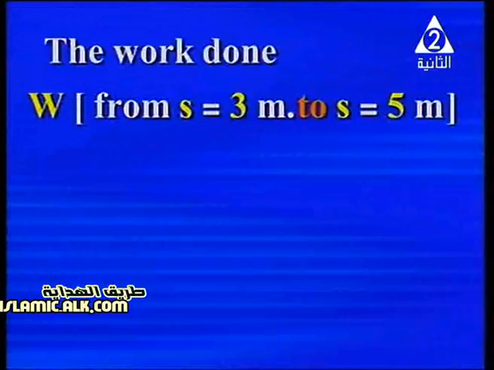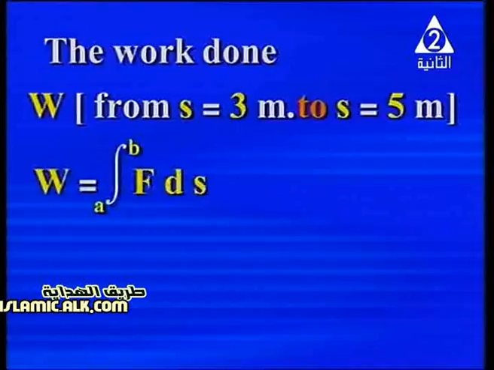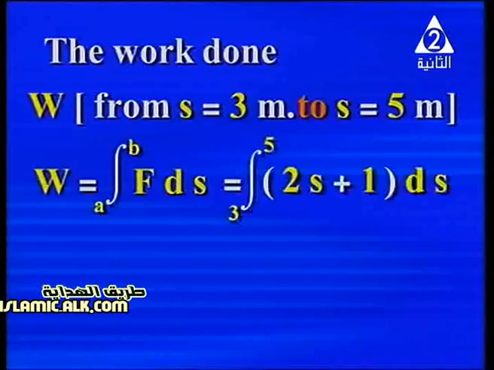Solution. Dear student, the work done W from s equals 3 meters to s equals 5 meters equals what? W equals the integration from A to B of F ds. By using integration from 3 to 5, with A equals 3 and B equals 5, we find the integration of 2s plus 1 with respect to s.